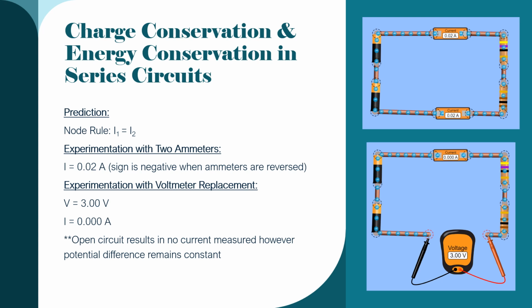We have the experimentation with the 2 ammeters, where I equals 0.02. The sign is negative when the ammeters are reversed. And then we have the experimentation with the voltmeter replacement, where the voltage is equal to 3 volts and the I is equal to 0 amps. The open circuit results in no current measured. However, the potential difference remained constant, which is 0.